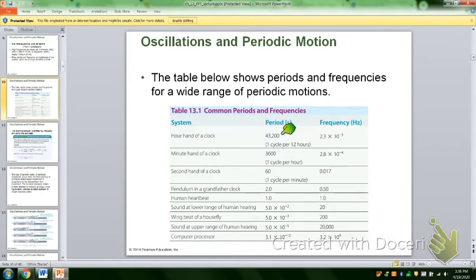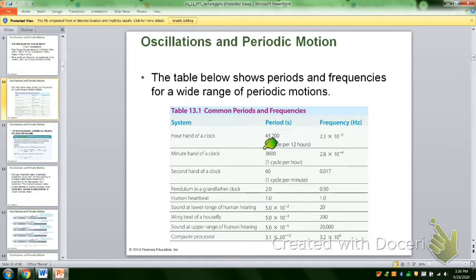And in frequency, that's 2.3 times 10 to the negative fifth. For the minute hand, this is the number of seconds it takes to make one cycle, or this is the number of cycles per second. So this number's small, this number's big.